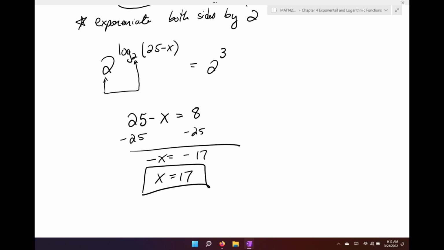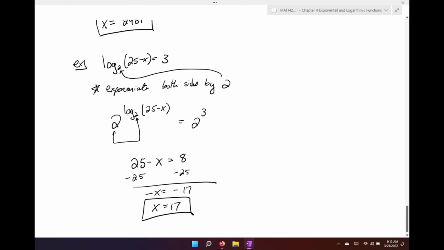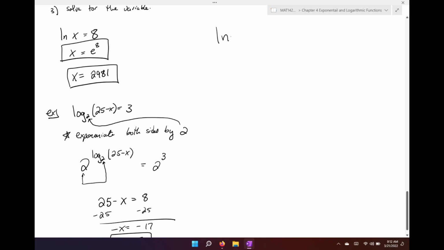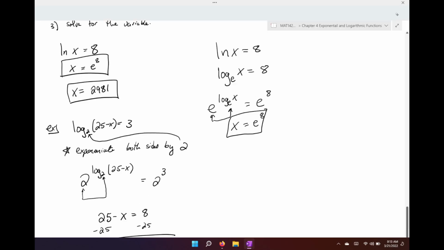So the key here is to understand what we just did. In fact, in the previous example, ln of x equals 8, I did the same exact thing. I just didn't show it because it was really easy to rewrite in exponential form. However, you have to remember that the natural log is log base e. And by raising both sides to the power of e, or exponentiating both sides by e, notice that the e's match. So you're left with x equals e to the 8th once you simplify using property 4 back from section 3. Let me go back to that section real quick.